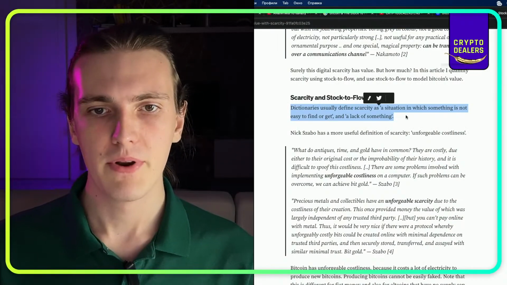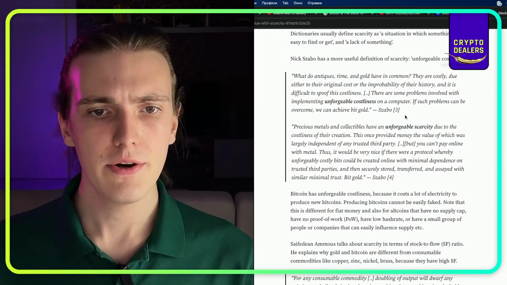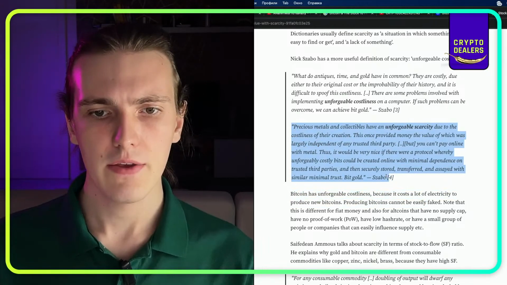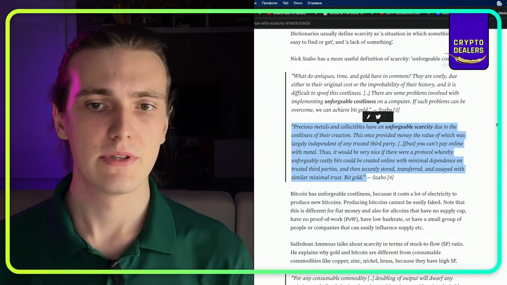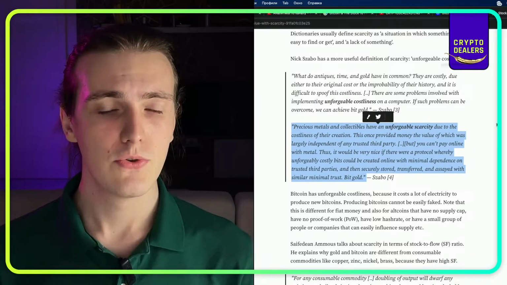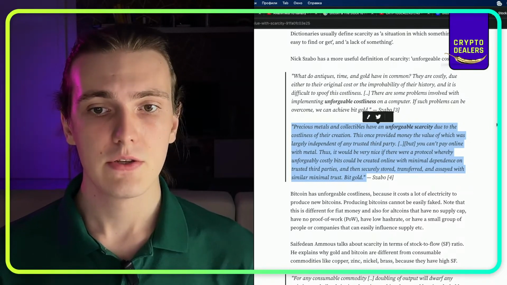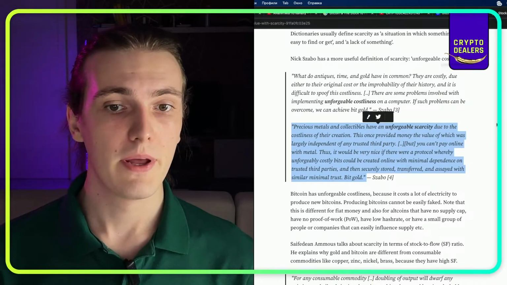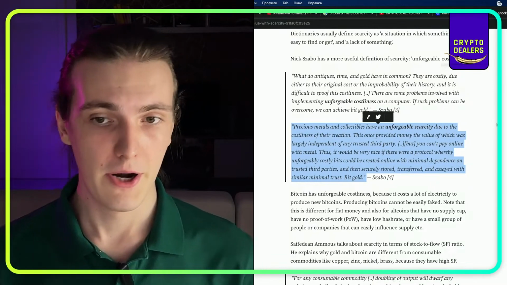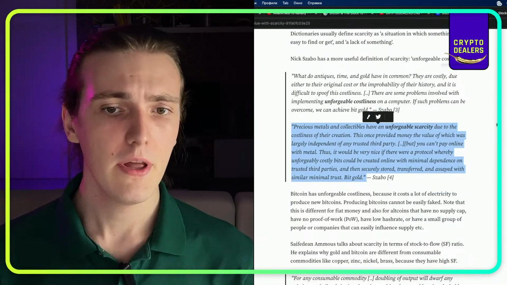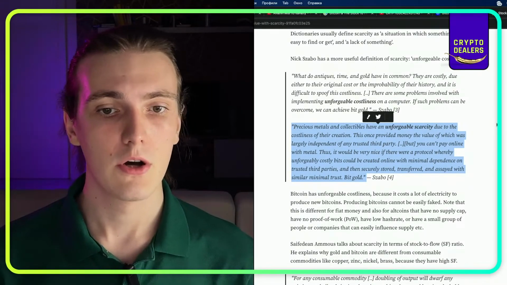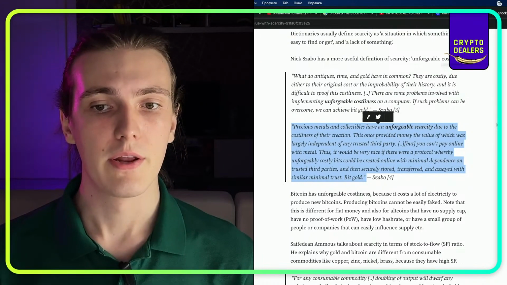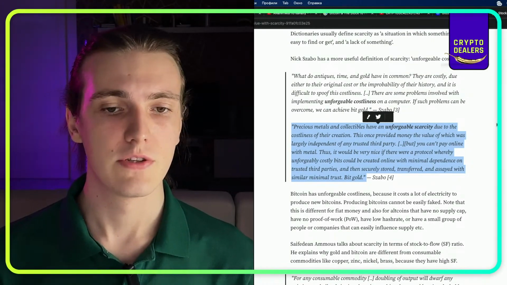So here is the scarcity thing I talked about previously. And down here is a great quote, I think, an example where it's basically saying that precious metals and collectibles have an unforgeable scarcity due to the costliness of their creation. This once provided money, the value of which was largely independent of any trusted third party, but you can't pay online with metal. Thus, it would be very nice if there was a protocol whereby unforgeably costly bits could be created online with minimal dependence on trusted third parties.